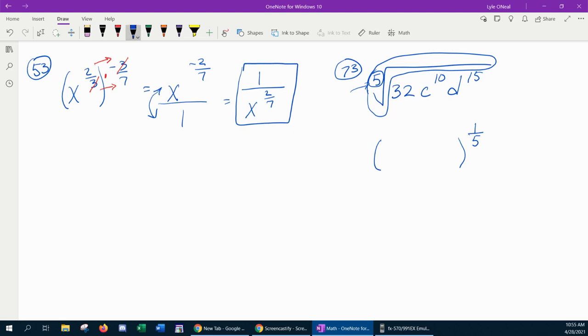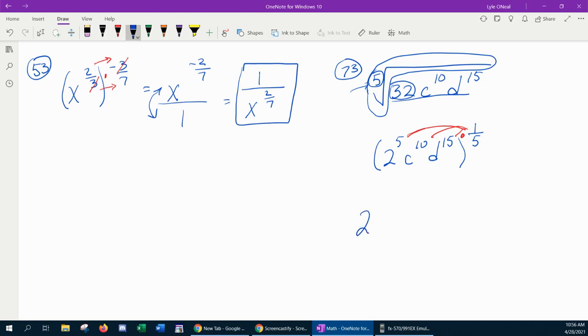Now then, the radicand is the base, and I'm going to express 32 as 2 to the 5th power, because 2 times itself 5 times is 32, I can write that as 2 to the 5th. C to the 10th, D to the 15th. And then recall that if you have an expression raised to an exponent, that exponent will multiply to every exponent inside. So in other words, we're going to distribute the 1/5 to all the powers. And since that's an exponent raised to an exponent, that's going to be multiplication.